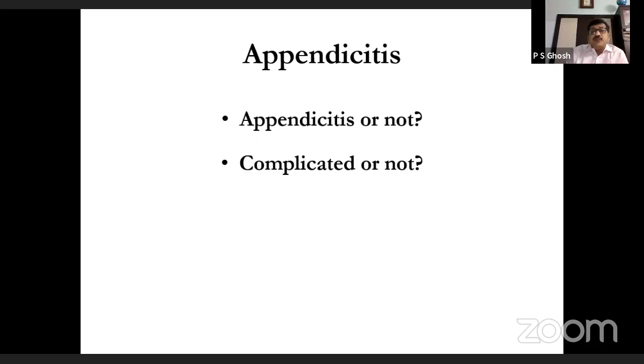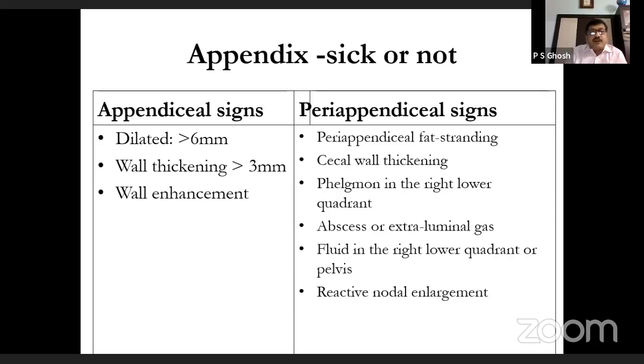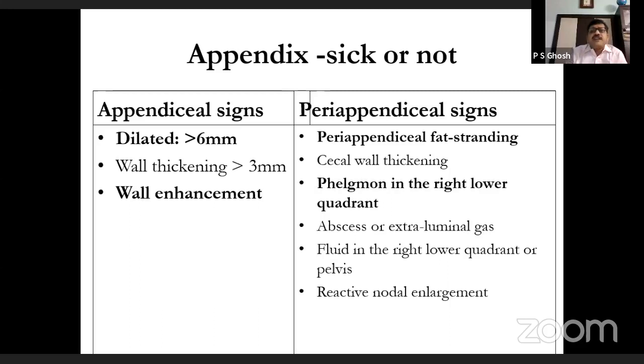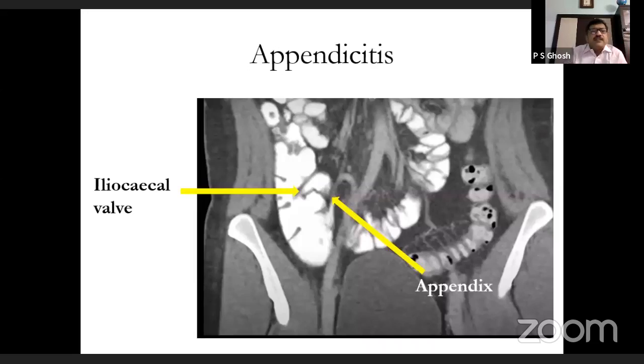Now, when we are looking for appendicitis, two questions come to mind after detection of the appendix: whether it is appendicitis or not, and whether there are other complications or not. To look at whether the appendix is sick, we first go for the appendiceal signs. The two most important are dilatation over 6 millimeters and wall enhancement. Then the periappendiceal signs for detecting complications: fat stranding, phlegmon formation, abscess, extraluminal gas, or fluid inside the pelvis.